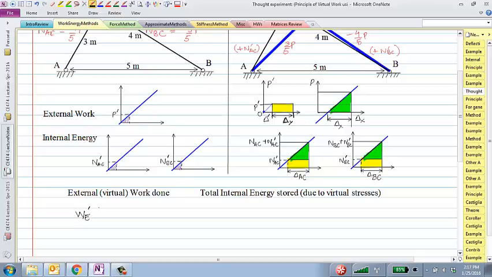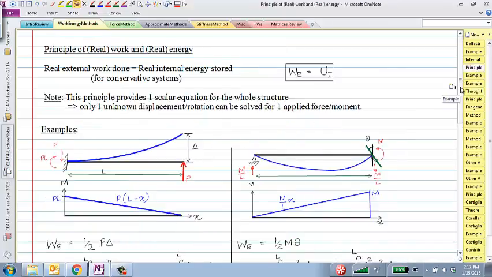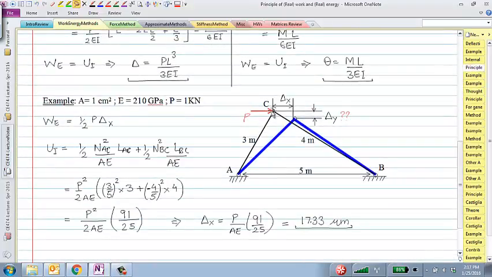Miles? I just want to make sure of this example, which one's the real load that's applied? Is it P prime? In this example, which is the same example as your homework, this was the original structure, and the horizontal load is the real load. Anything with a prime is virtual. Okay.